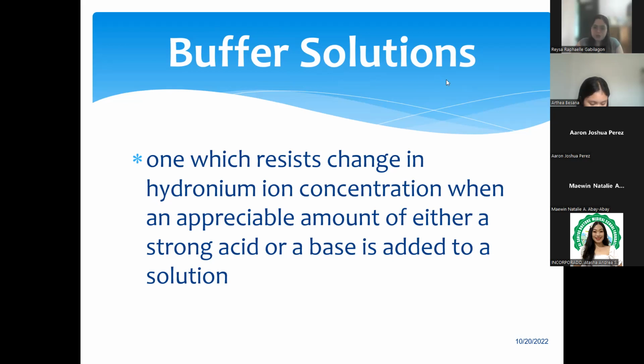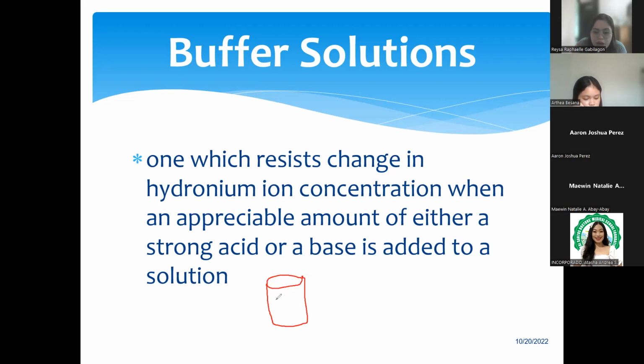Okay, buffer solutions. Si buffer solutions naman, these are also chemical substances in the laboratory that we use to resist changes in pH. Okay? Masyado mahaba yung kanyang definition. But to make it simple, buffer solutions are solutions that will resist changes in pH. So for example, meron kang substance. Let me illustrate it in the screen. Meron kang substance in a beaker.